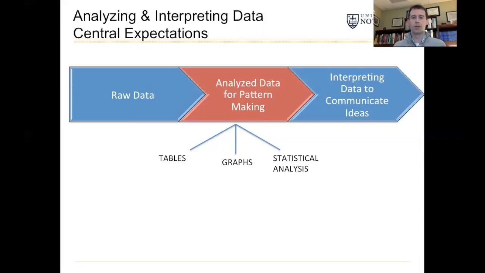Graphs, of course, are really helpful. They're visual or pictorial representations, and they're especially helpful for English language learners. They tell a story, so they help students see that pattern making especially. Sometimes that's more difficult in tables, but with tables at least you can see the raw numbers and make specific comparisons. And then there's statistical analysis.